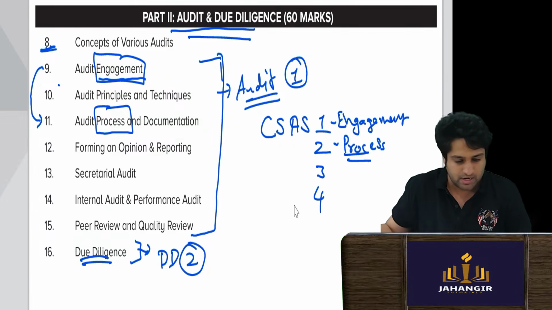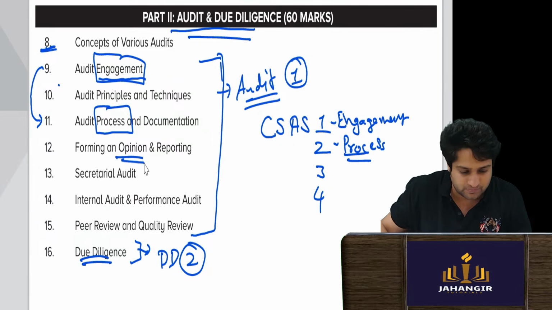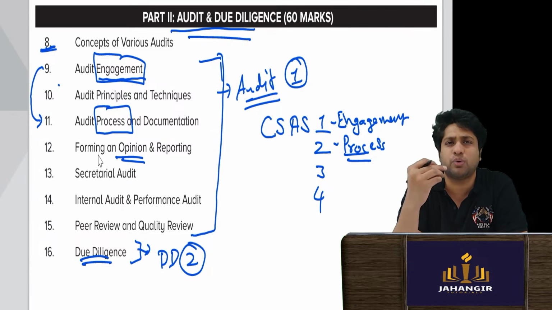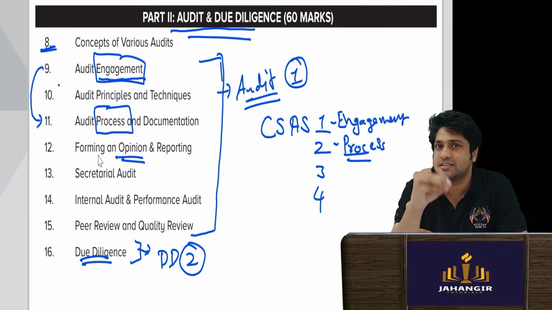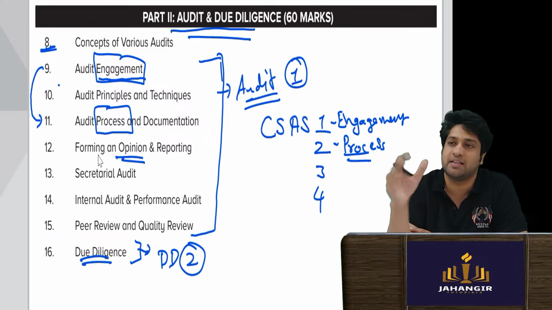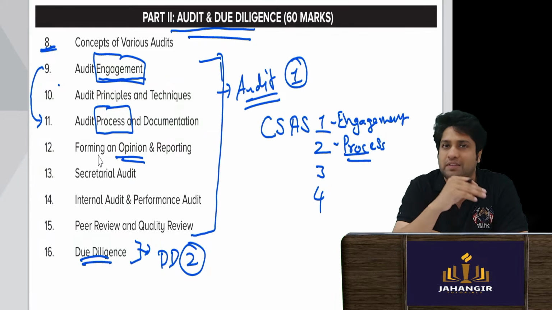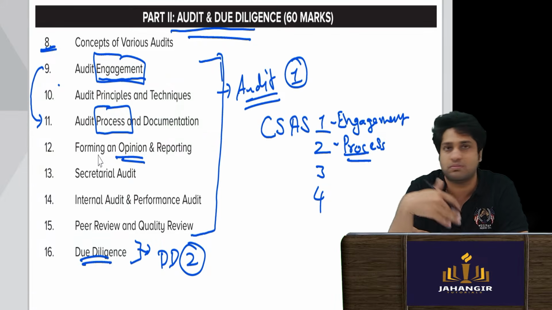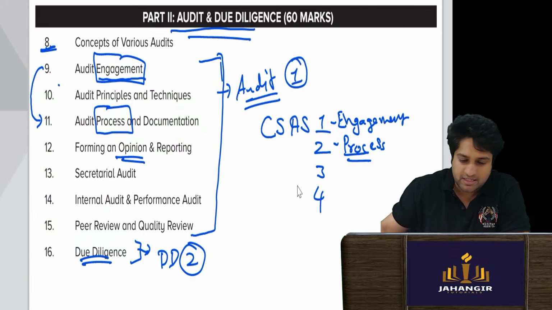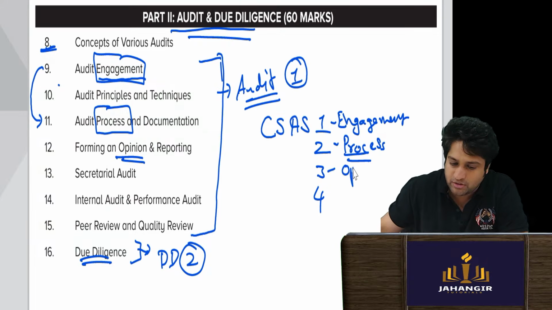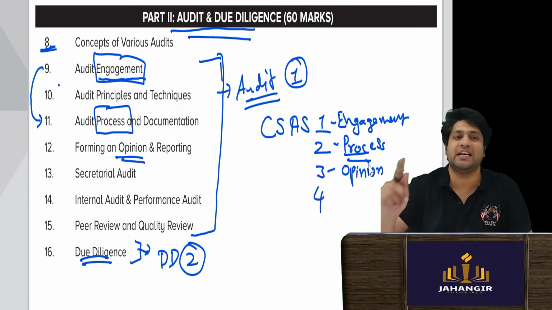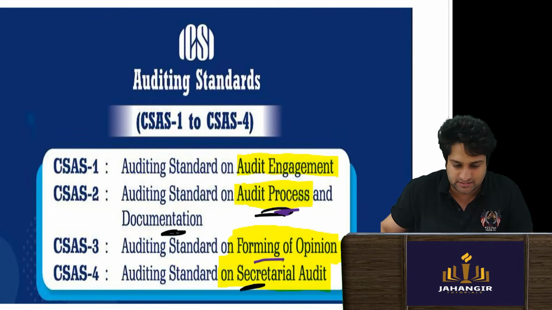Your part 3 is after you have determined that the auditor wants to give an opinion whether the company is good, bad, or he cannot give his opinion. That opinion will be covered in your CSAS 3, in CSAS 3.